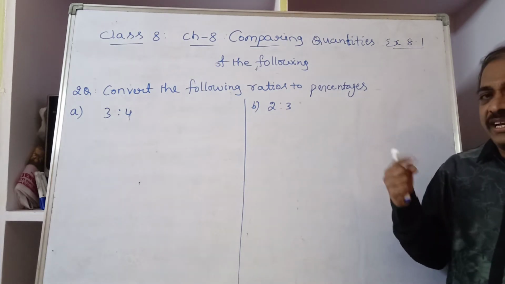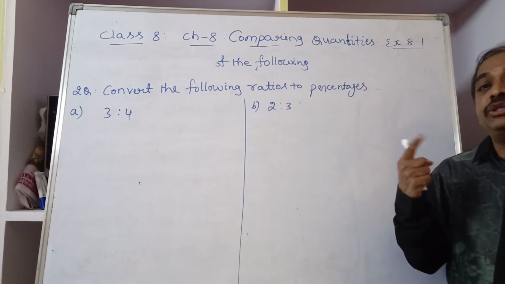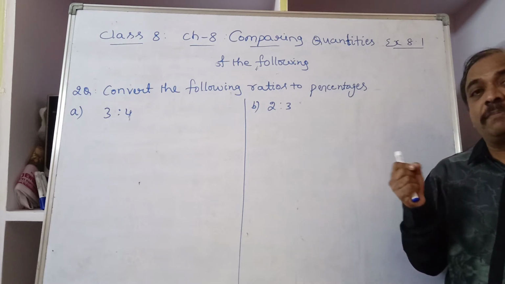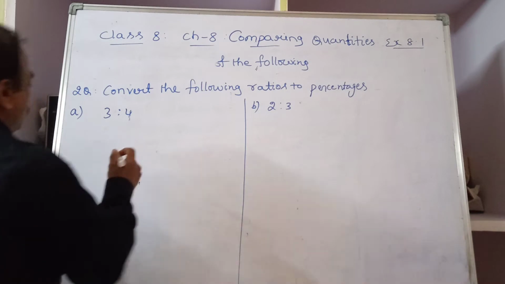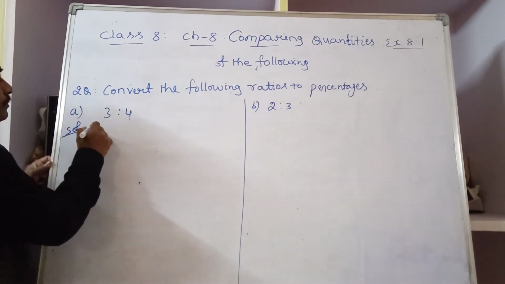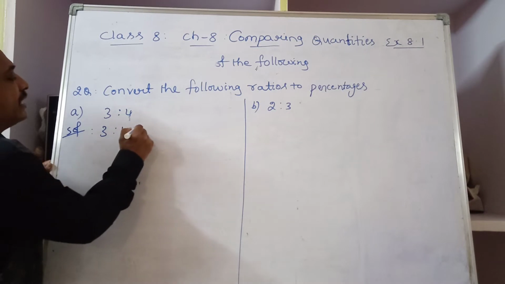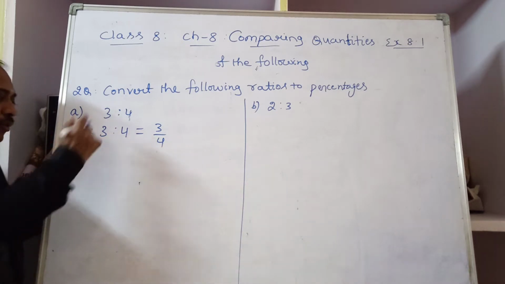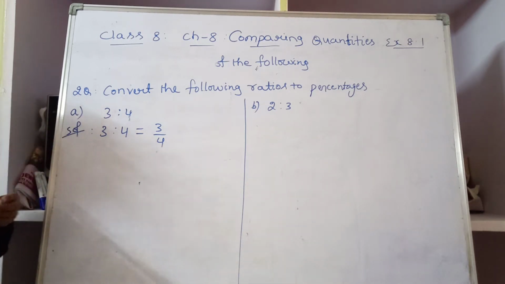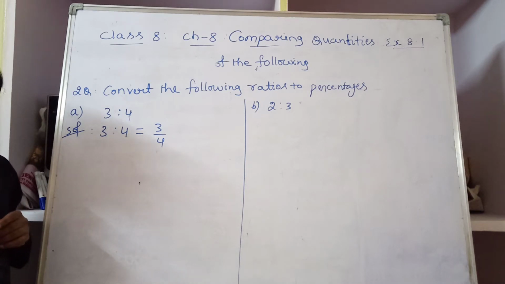So by making the denominator 100, you need to multiply the numerator also by the same number by which you are multiplying the denominator. So here, 3 is to 4. Observe it. Solution: 3 is to 4 is nothing but 3 by 4. Now 3 by 4, as we learned in the previous classes, equivalent ratios are equivalent fractions. Equivalent ratios are obtained when you multiply both numerator and denominator with the same number.